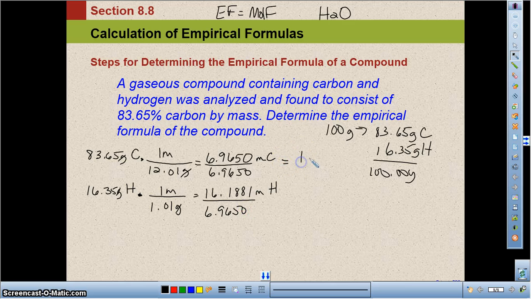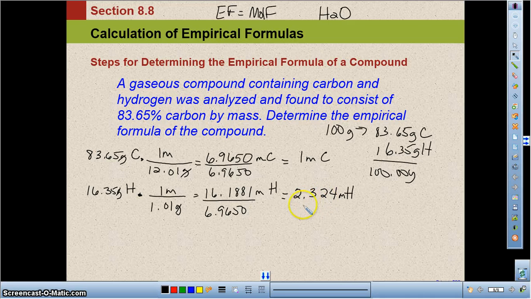We know that that's going to be 1 mole of carbon, and the ratio here then, 16.1881 divided by 6.9650, that will be 2.324 moles of hydrogen. Okay, now that we look at those, we hope to have whole numbers here to make our life a little easier, but this time we don't.